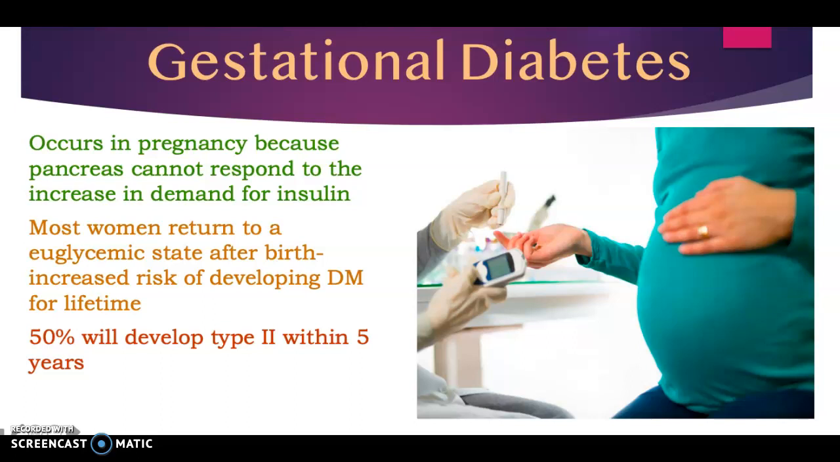Okay, so let's carry on with diabetes. So like I said, 50% of these, unless they make lifestyle changes, will develop type 2 within 5 years. So the normal range of blood sugar in pregnancy should be 70 to 110.